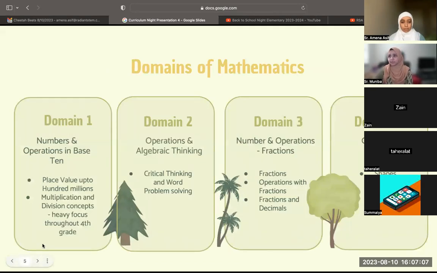With regards to mathematics, we will be going over four domains. Domain one will have a focus on numbers and operations and base 10 model. This will include things like learning place values up to 100 millions, and there will be emphasis on multiplication and division as well. In domain two, we will be focusing on operations and algebraic thinking. In domain three, we'll be focusing on fractions and decimals. And finally, the fourth domain, we'll be discussing geometry, which includes all the shapes and angles.